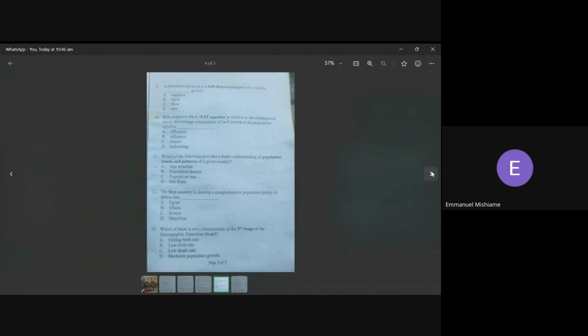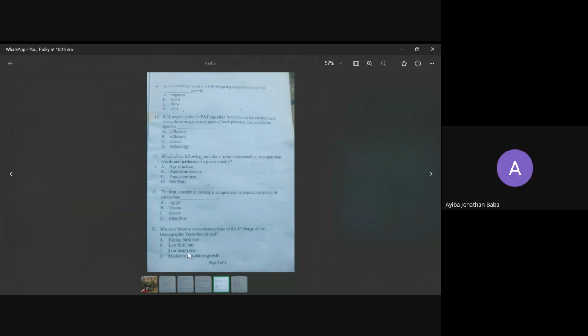Back to question 13. Where were we? Which of these is not a characteristic of the third stage of the demographic transition model? A, falling birth rates. B, low birth rates. C, low death rates. And D, moderate population growth. Yes, your answers are welcome.